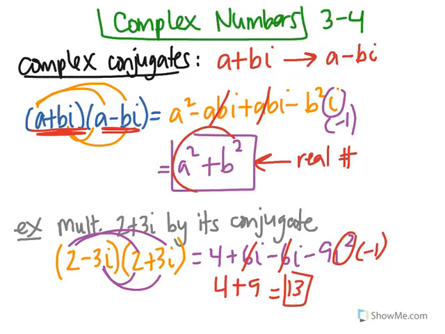That formula right here, if I know what a and b are, I can just square it. So a is 2, and b is 3. I could have just done 2 squared plus 3 squared to get the result really quickly. And that will always work when you multiply a number by its conjugate.